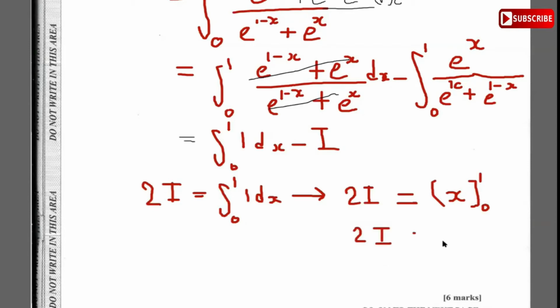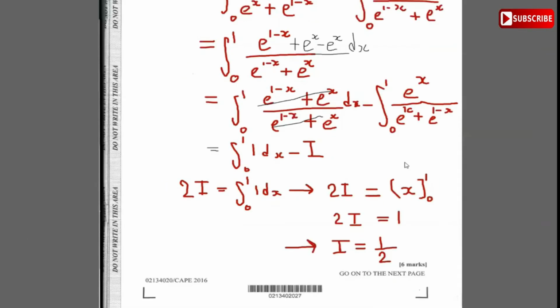And so you divide through by 2, and so that implies I equals a half. So we've shown that the integral is equal to a half. I is equal to a half. Nice and easy. So finish this easy question. That's how we do that.